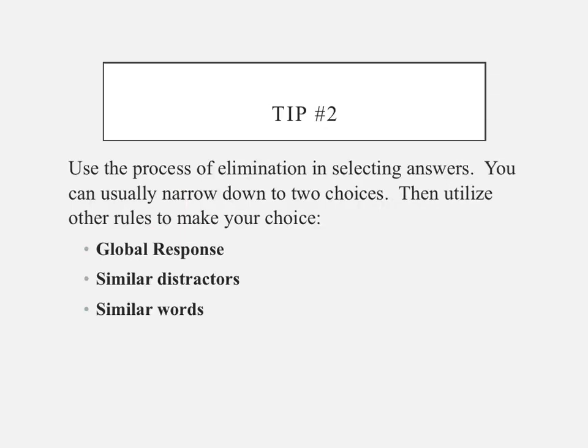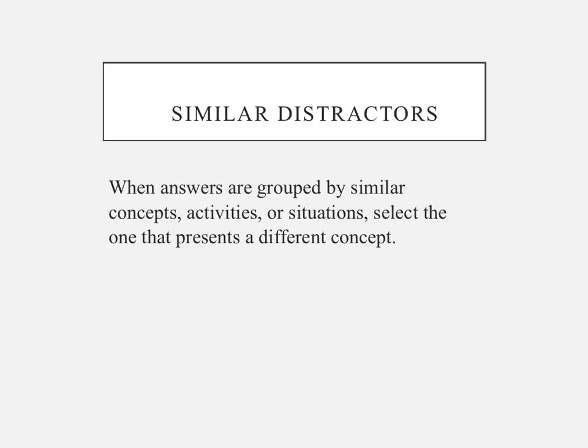Tip number 2, use the process of elimination in selecting answers. You can usually narrow down to 2 choices, then utilize other rules to make your choice, like a global response, similar distractors, and similar words. So let's look at those. Similar distractors. When answers are grouped by similar concepts, activities, or situations, select the one that presents a different concept. So that means your answer choices are going to sound very similar, like the same thing but worded differently.